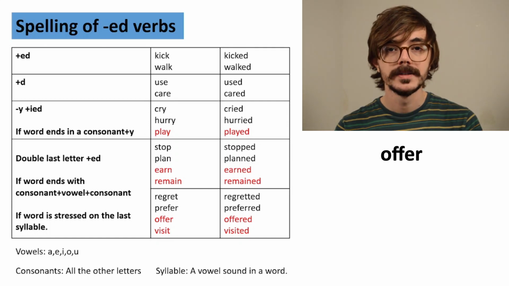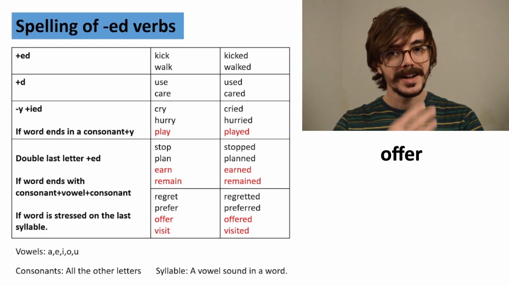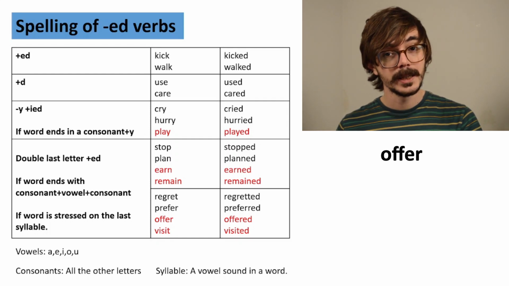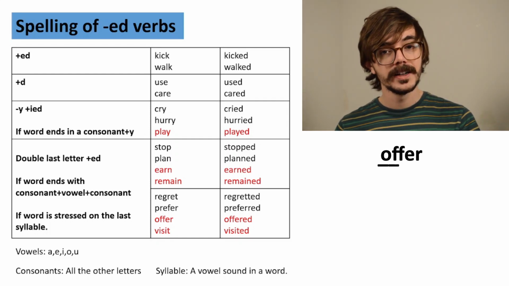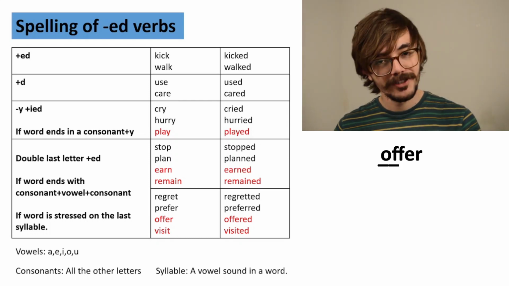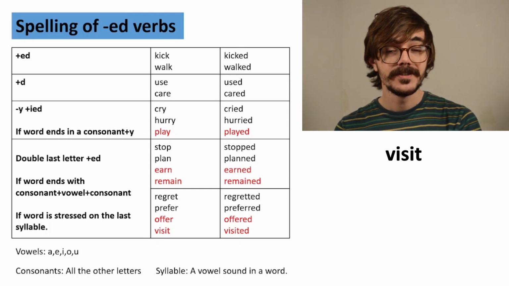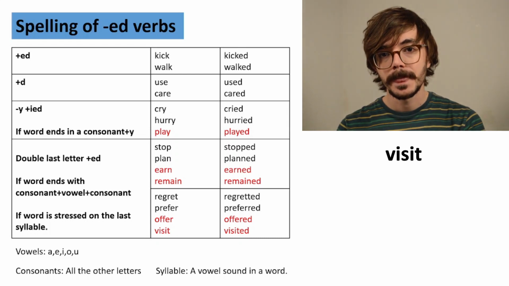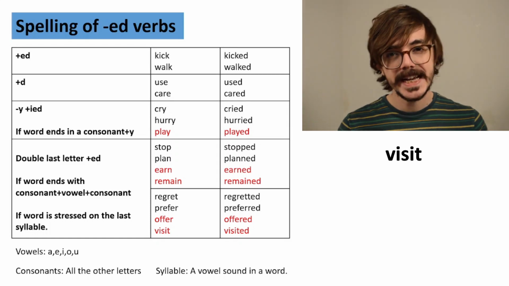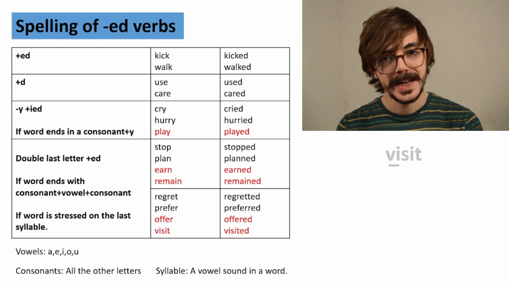What about offer? Consonant, vowel, consonant, F-E-R, but we don't double it because we stress it on the first syllable. Offer, not offer. Because of that, we don't double the R. Or visit. Where do we stress it? Visit or visit? We stress on the first one, so we don't double our T at the end.